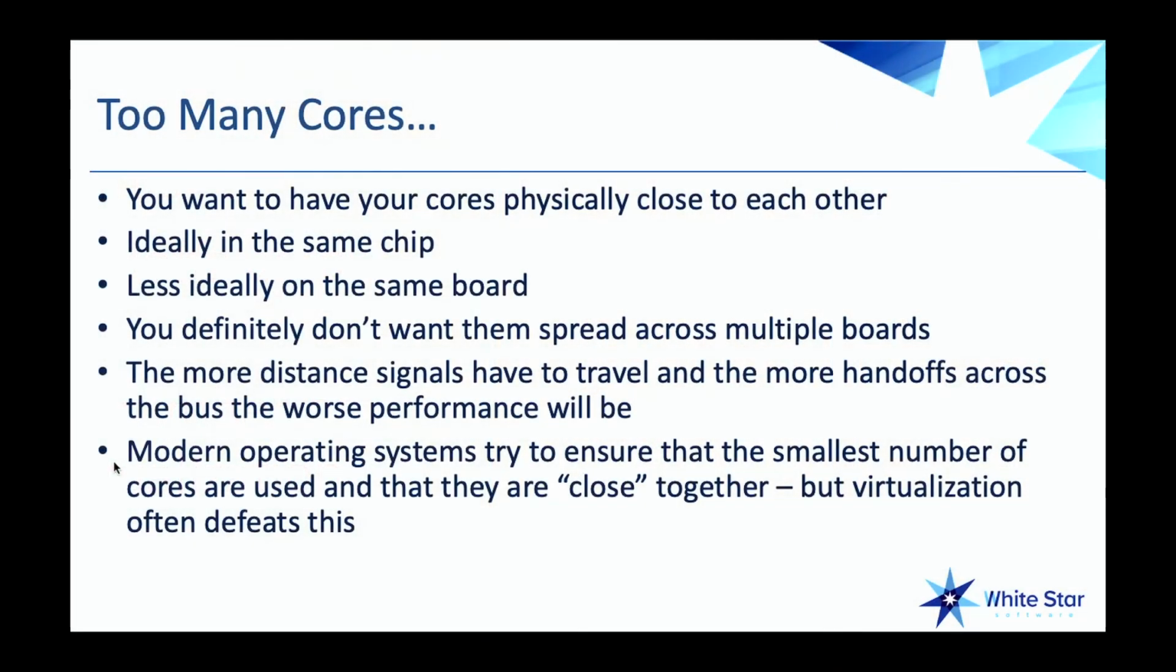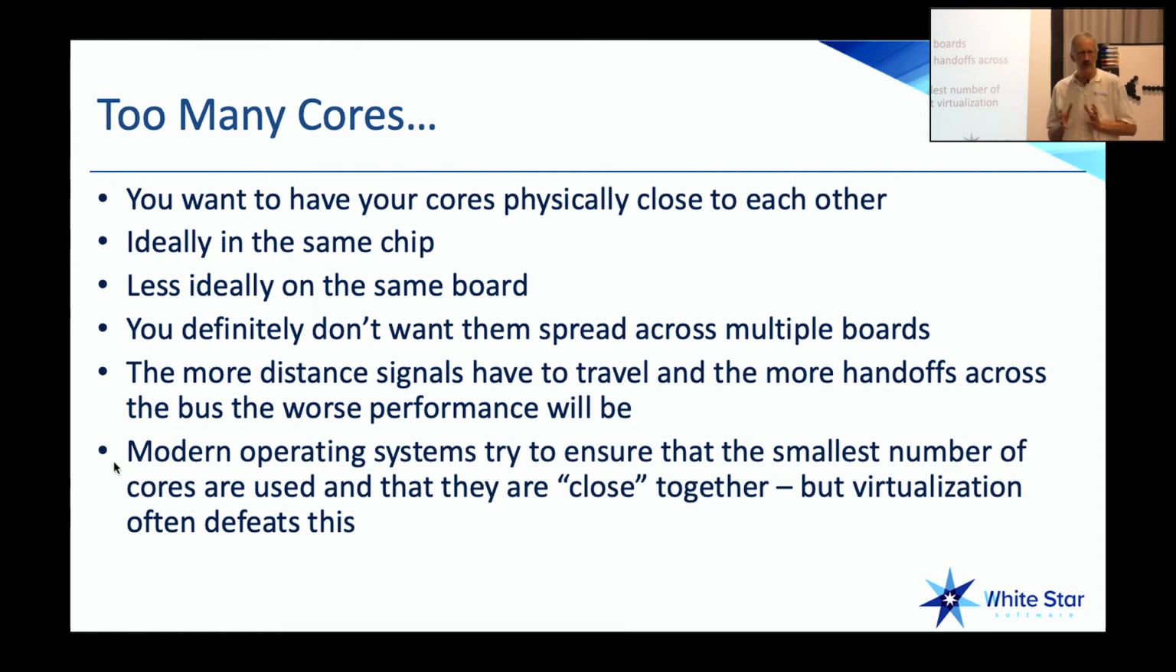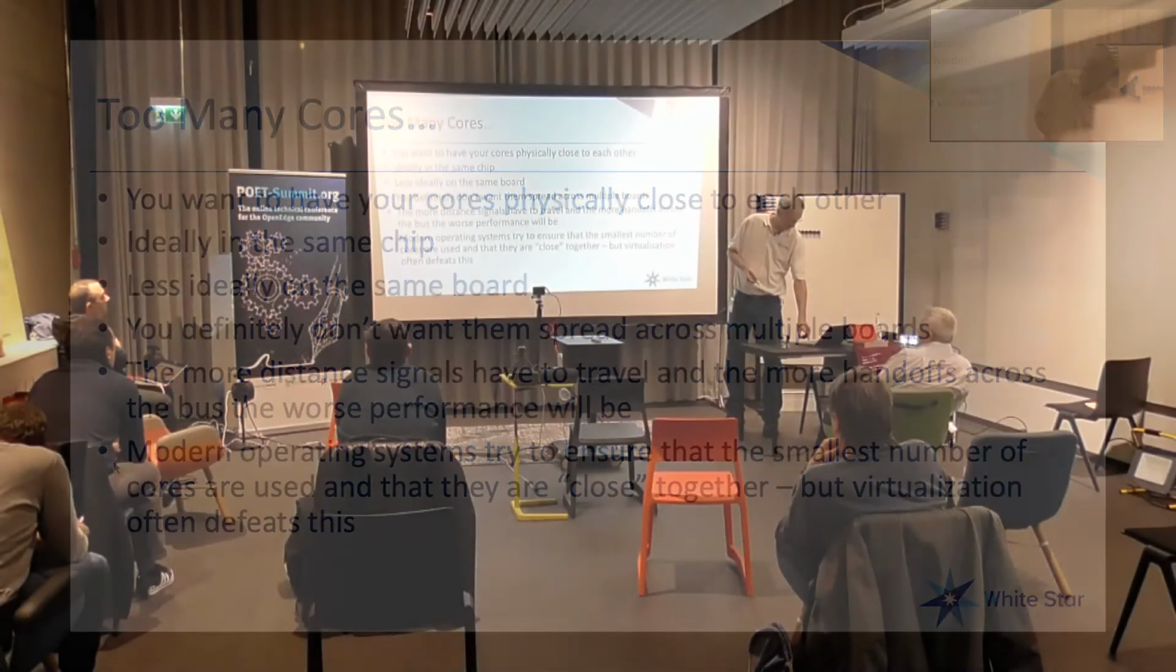You want your cores physically close to each other. Ideally, you want them all within a single chip. If they can't be on the same chip, you definitely want them on the same board. You don't want a situation where your virtualization environment has chosen to spread them broadly, as widely as possible. You want affinity to keep them as close as they possibly can, so that the signals don't have to go very far. So anyway, that's how that all works.